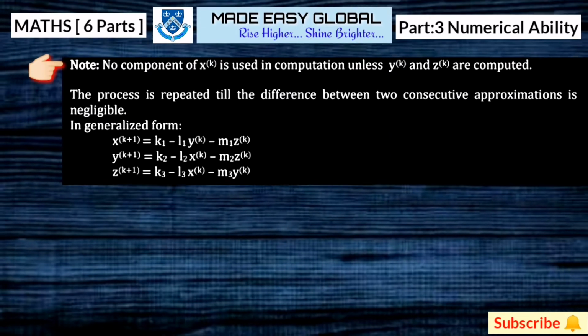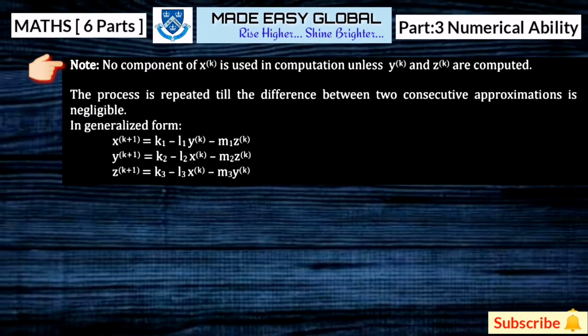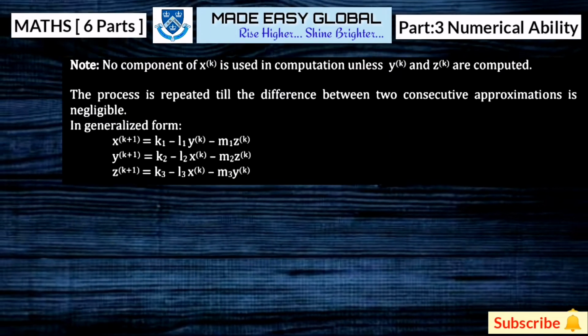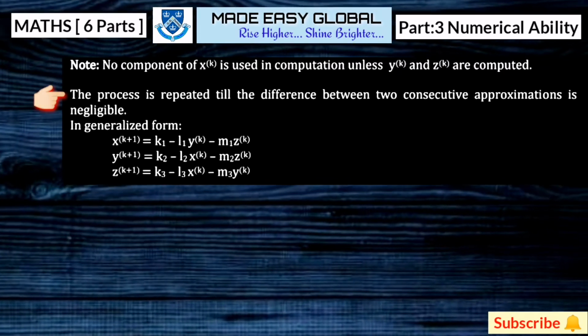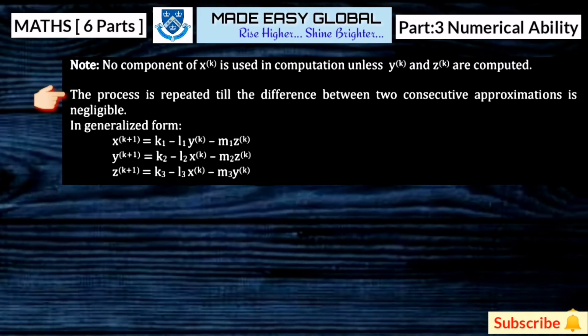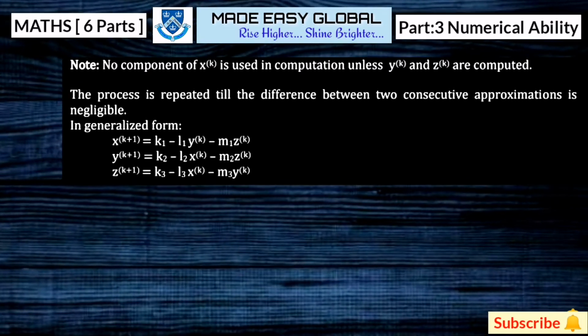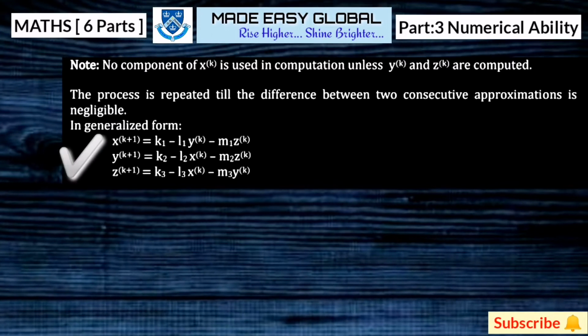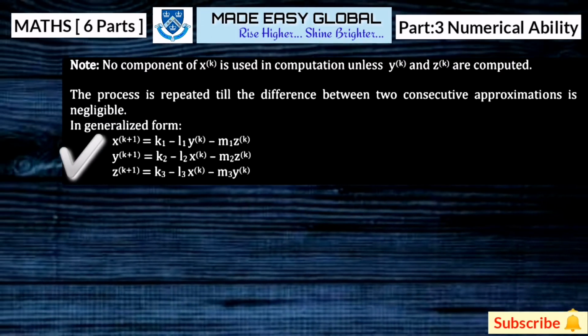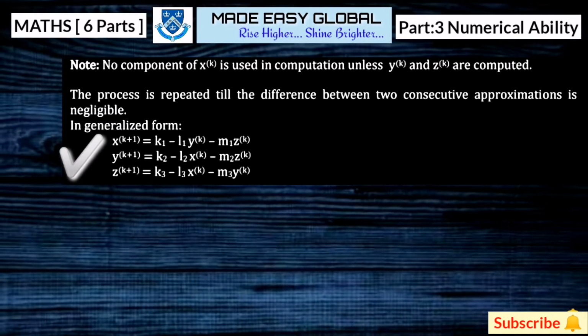Then here one note is there: no component of x raised to k is used in the computation unless y raised to k and z raised to k are computed. Then the process is repeated till the difference between two consecutive approximations is negligible. In generalized form, these three are the equations for the respective terms x, y and z.